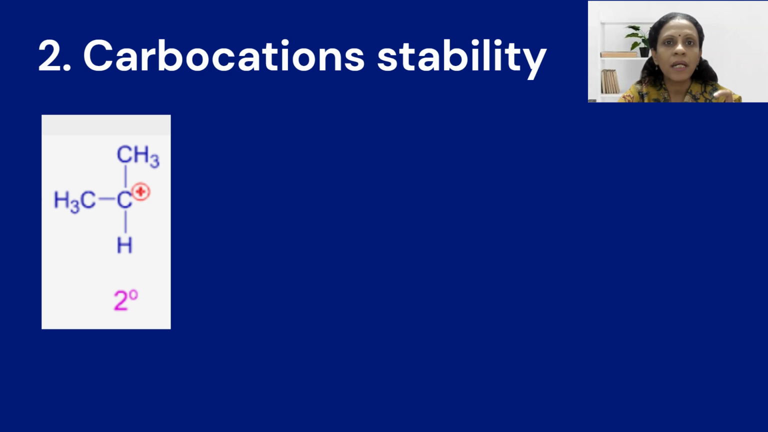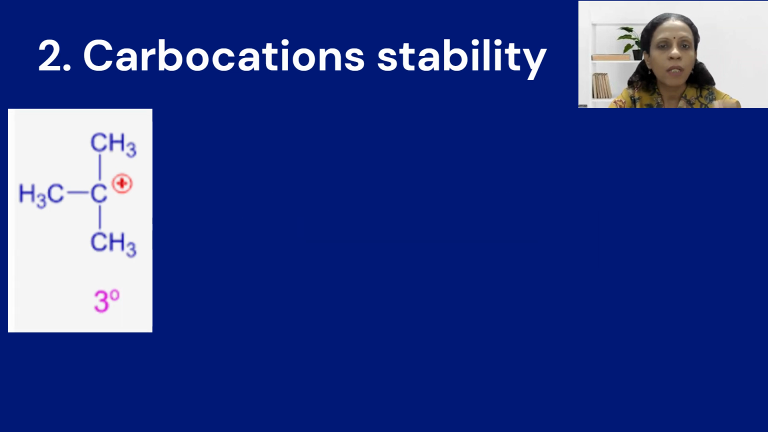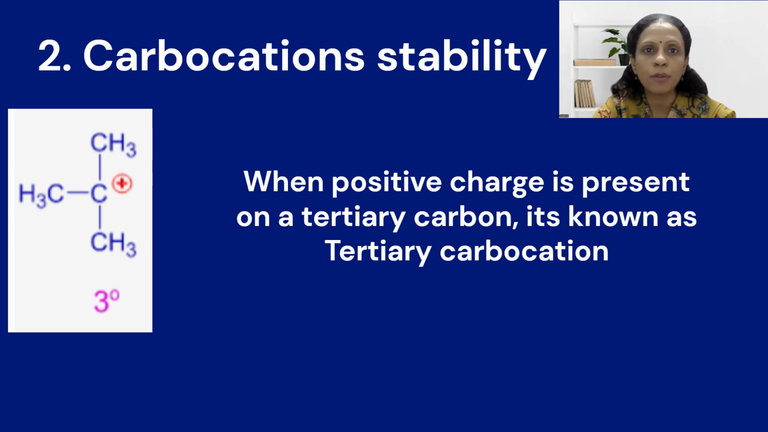Now, let us consider an example for a secondary carbocation. In this structure, the positive charge is present on a secondary carbon, because this carbon is attached to two more carbon atoms. So when a positive charge is present on a secondary carbon, that is known as a secondary carbocation. Now coming to the tertiary carbocation, this is an example. Here the positive charge is present on a tertiary carbon, because this in turn is attached to three more carbons.